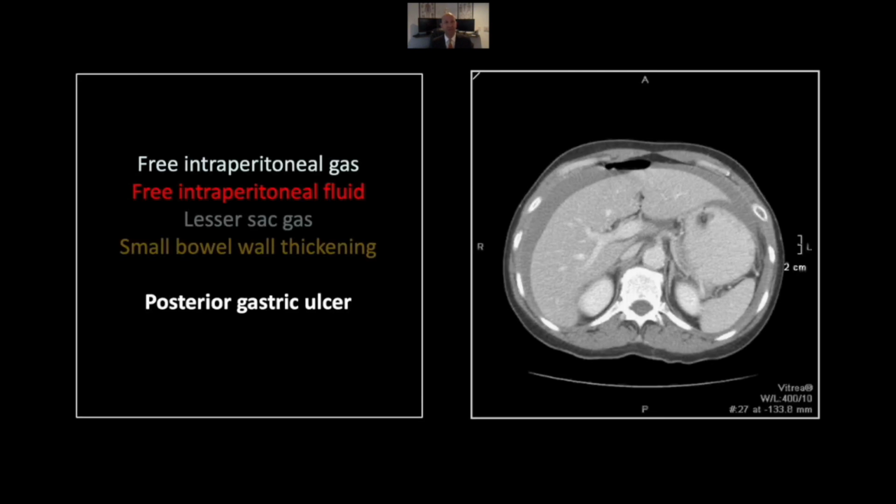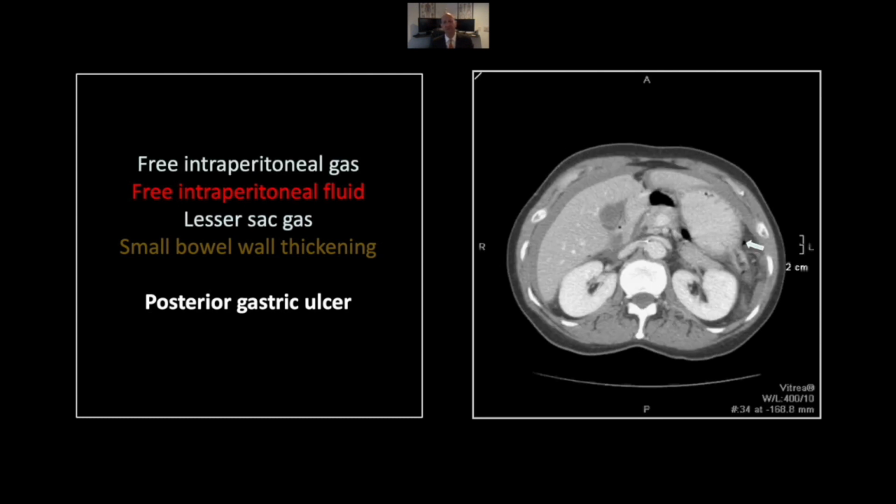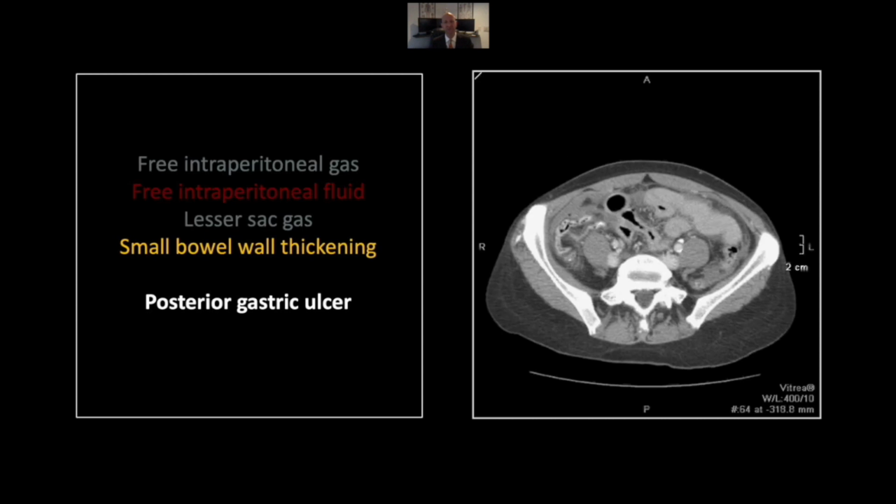Our next case is a perforated posterior gastric ulcer. There's a good deal of free intraperitoneal gas and fluid on these upper images as well as on lower images, smaller foci of gas and more fluid here. But most importantly, there are gas collections within the lesser sac lying anterior to the pancreas and behind the posterior wall of the stomach. The lesser sac can only be accessed by intraperitoneal gas if it passes through the posterior wall of the stomach. This is essentially pathognomonic for a posterior gastric ulcer with perforation.